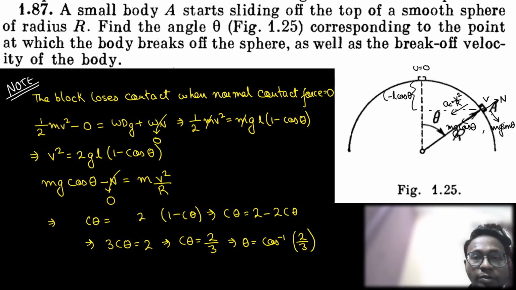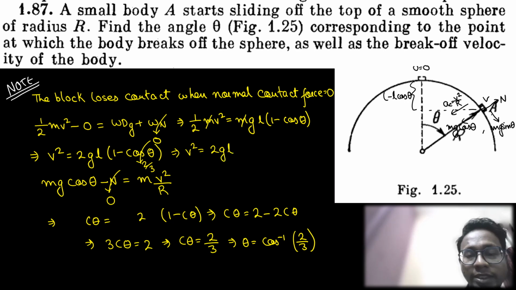Now the second part of the question is find the break off velocity. That means find the velocity when that happens. So the velocity when that happens: cos theta is equal to 2 by 3, so v square is equal to 2gL, where L is equal to r out here.